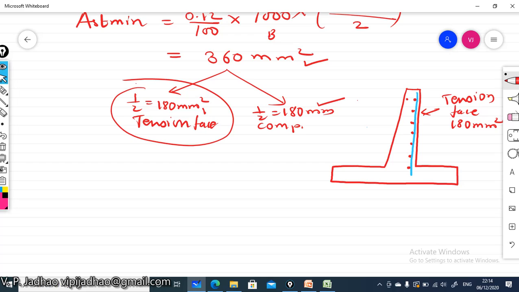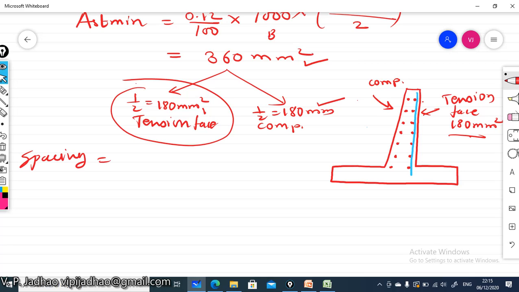So on the compression face, we will again be providing distribution steel reinforcement. Okay, this will be in the horizontal direction, like this. So we will be providing 180 mm² on this tension face, and the remaining 180 mm² on this compression face.